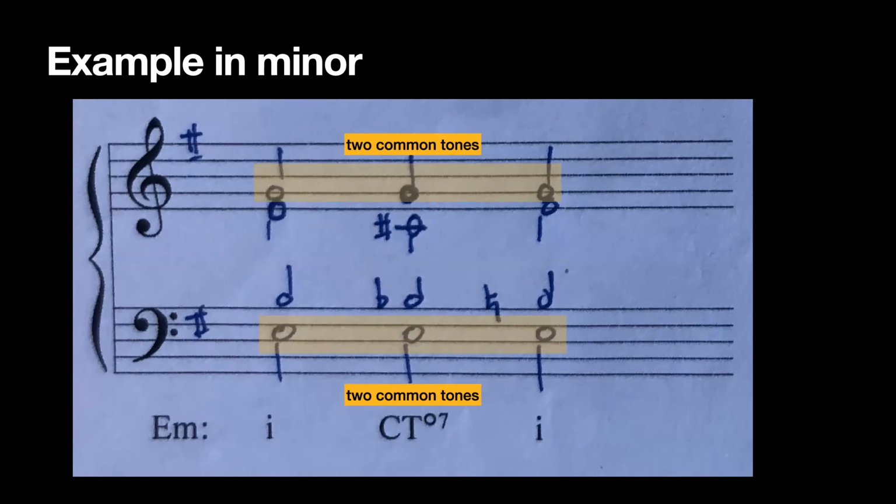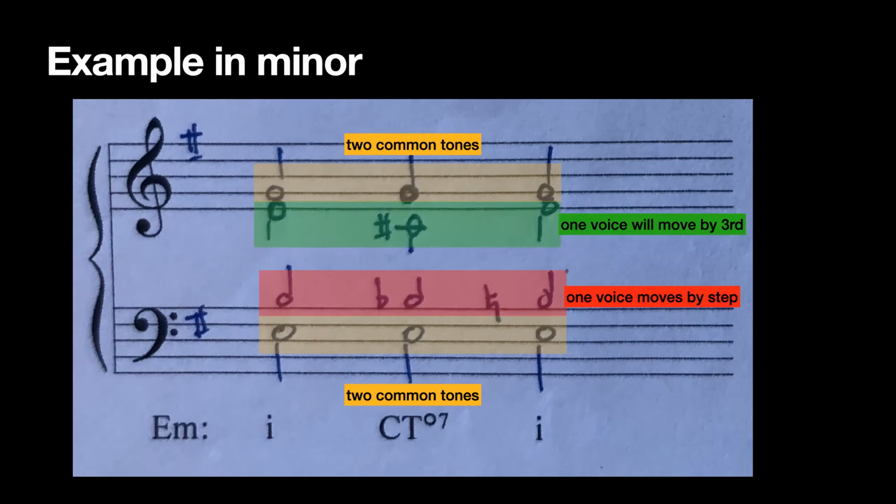There's our minor tonic triad. And here we're keeping E as a common tone and G as a common tone. And you'll notice that one of the parts still moves by step and the other part does have to move by third to fill out the fully diminished seventh chord.